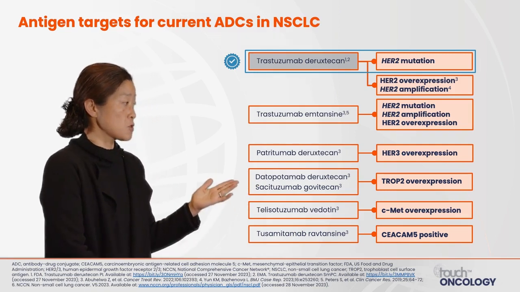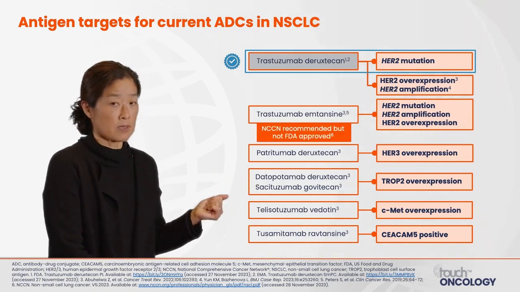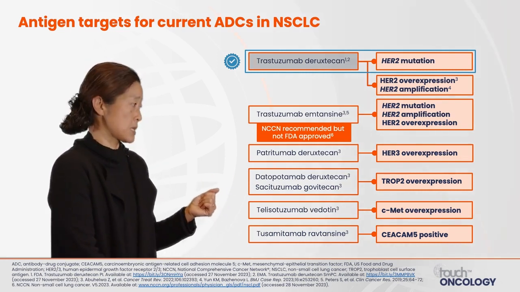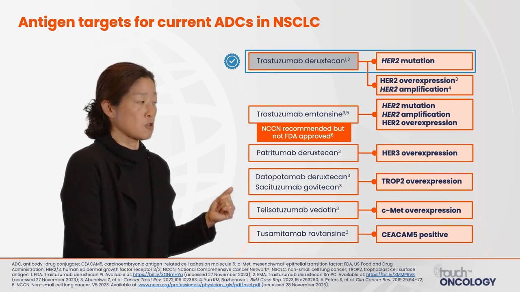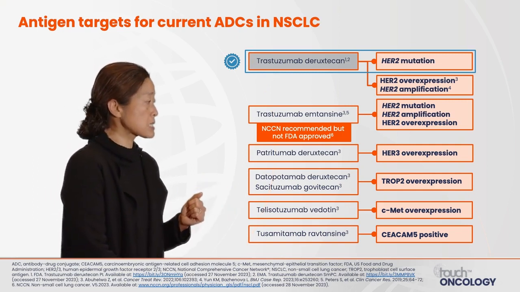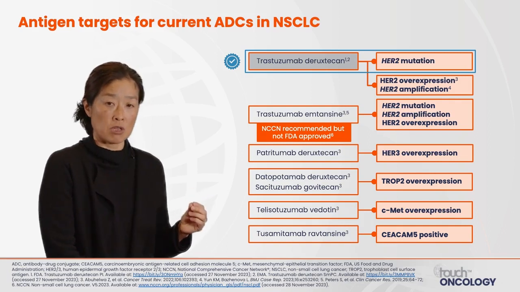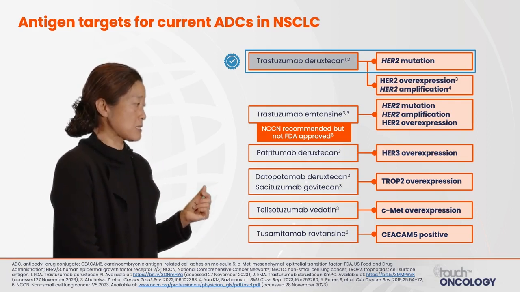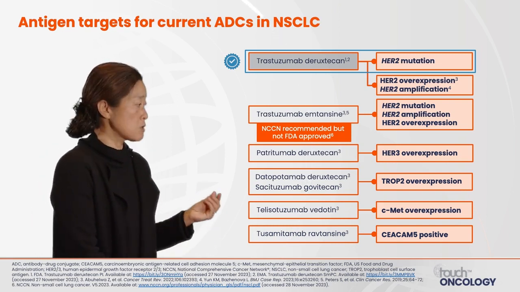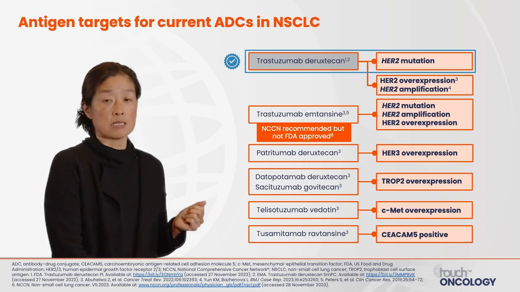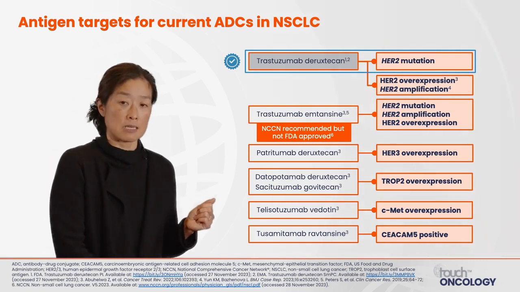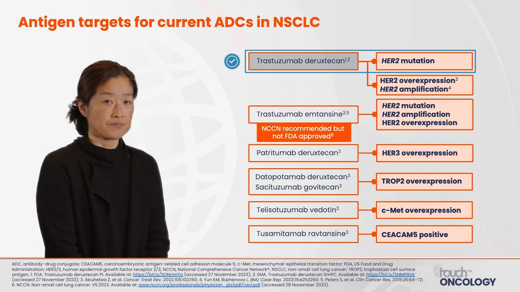We also see trastuzumab emtansine. This does not have an FDA approval specifically in this indication, but is listed in the NCCN as a potential recommendation used in HER2 mutation, HER2 amplification, and overexpression. Patritumab deruxtecan is an ADC directed against HER3. Datopotamab deruxtecan and sacituzumab govitecan are ADCs directed against TROP2. Telisotuzumab vedotin is an ADC directed against c-MET. And tusamitamab ravtansine is an ADC directed against CEACAM5.